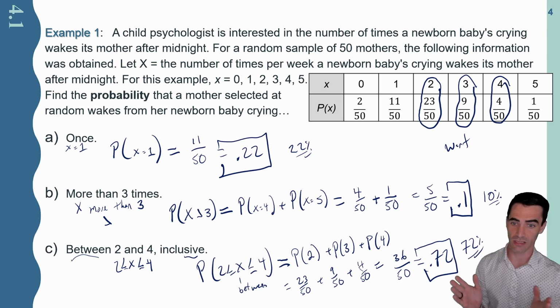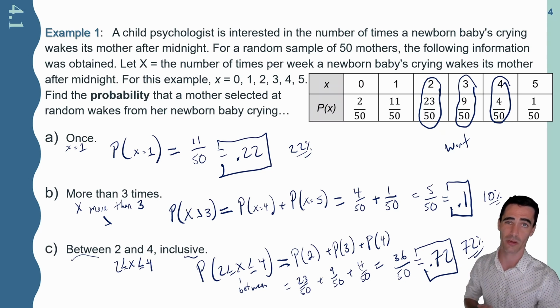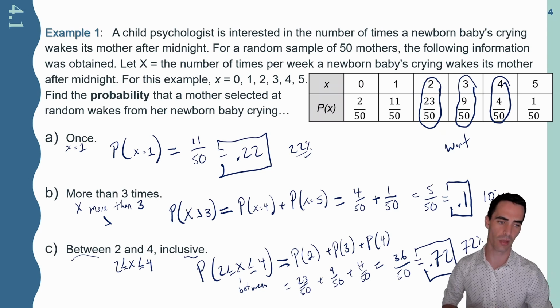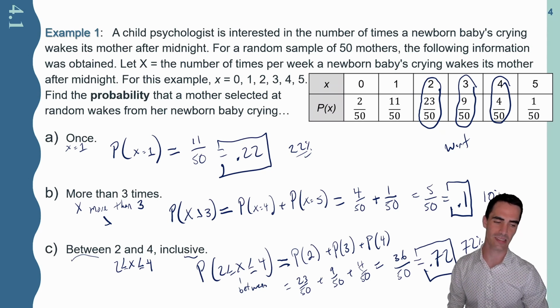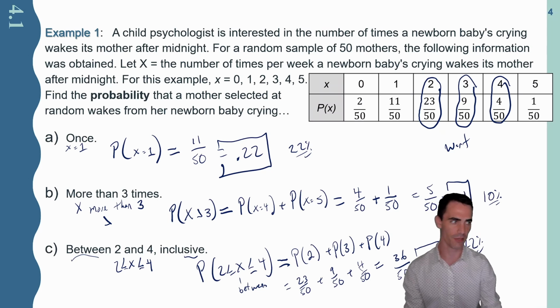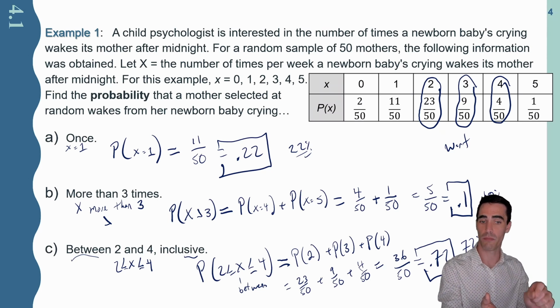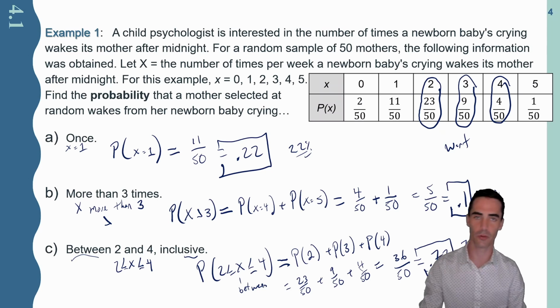That's fairly likely. And so, again, maybe if we're getting woken between 2 and 4, well, actually it looks like we're in a good majority there. 72% of women, mothers, are experiencing the exact same thing. So this is how we read or pull information from a probability distribution. Again, much more friendly than having to compute each one by hand. Instead, now we're just pulling information, reading it from a table.